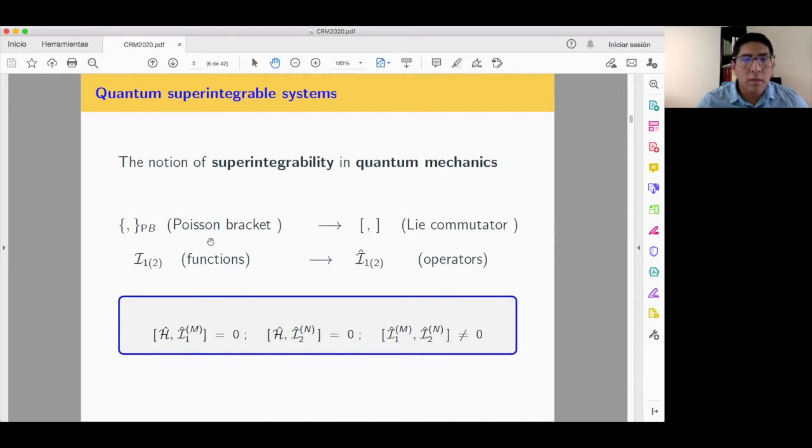The quantum version is of course very straightforward. The Poisson bracket is replaced by the Lie commutator, and the functions originally defined on the phase space become nothing but operators under the standard quantization procedure. The conditions to have a superintegrable system are written at the bottom. They commute with the Hamiltonian, but not among themselves.